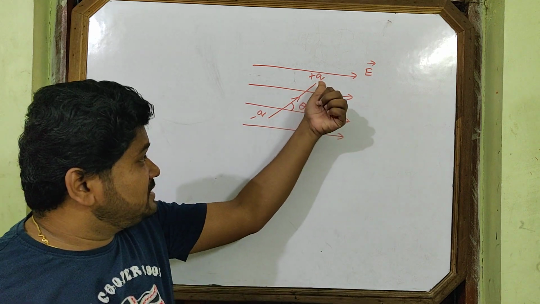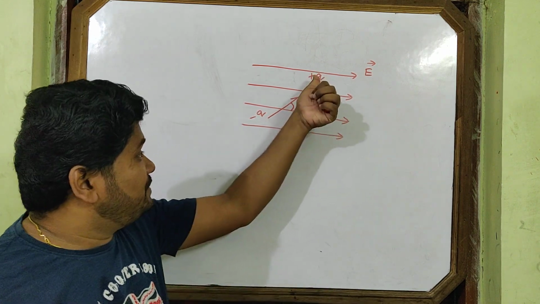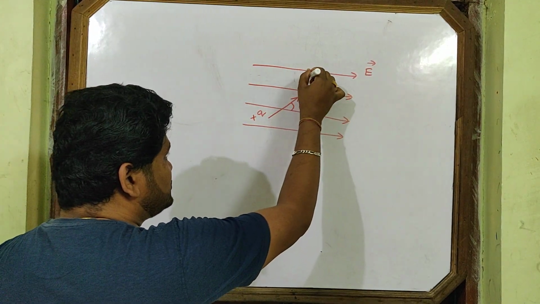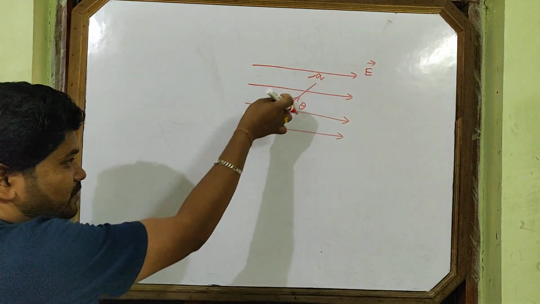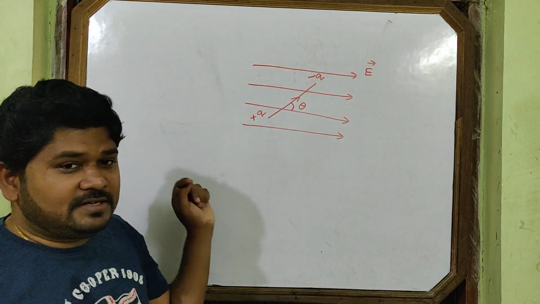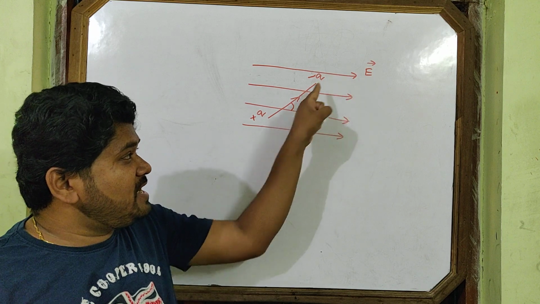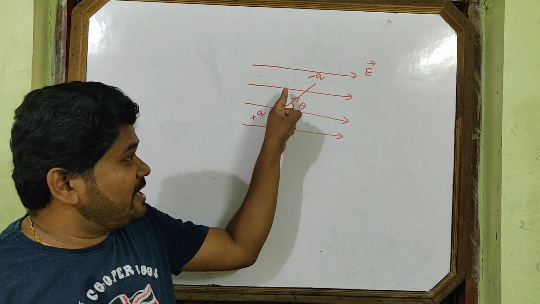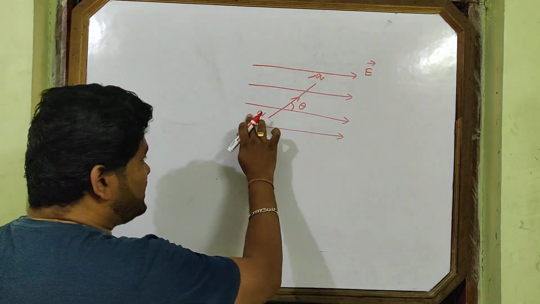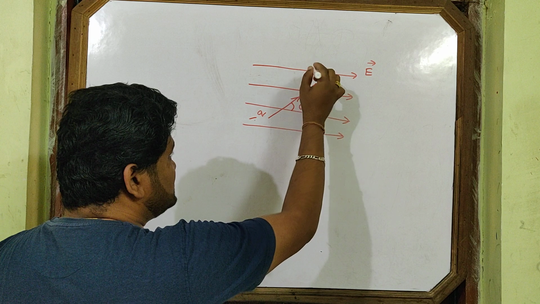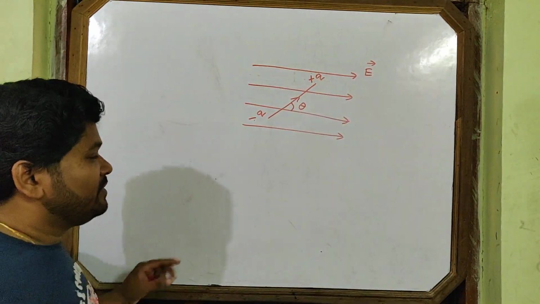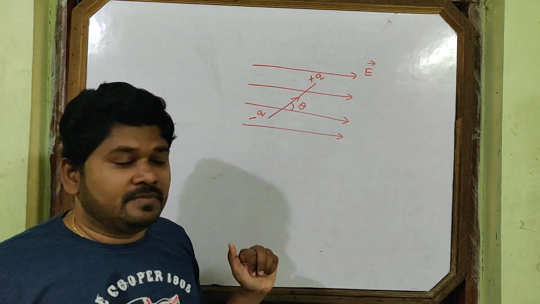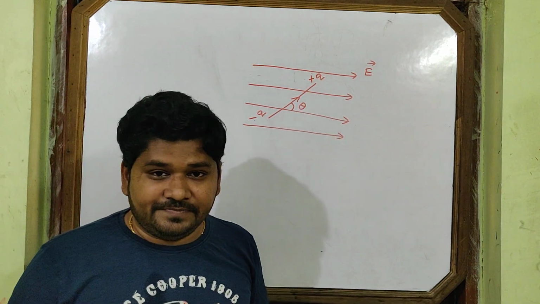But some students make a common mistake with plus q and minus q. If by mistake I put plus q here and minus q there, then the dipole moment will be in the downward direction like this. Then theta will not be the angle between E and the dipole moment. Remember, if you are writing this angle as theta between dipole moment and electric field, then you have to write this as minus q and this as plus q, so that the dipole moment is in this direction. Then theta is the angle.